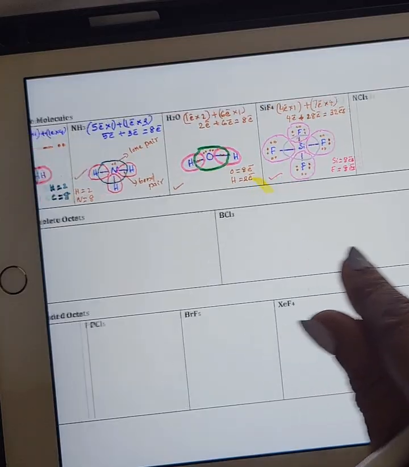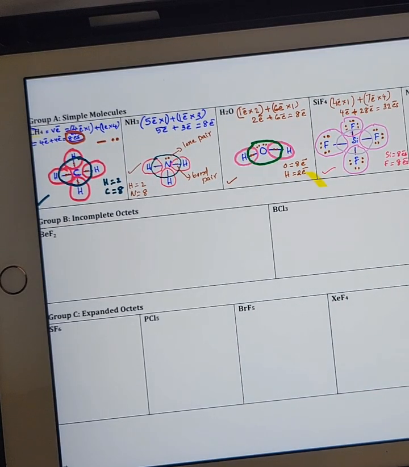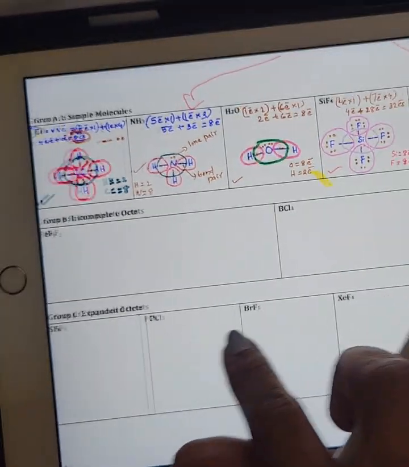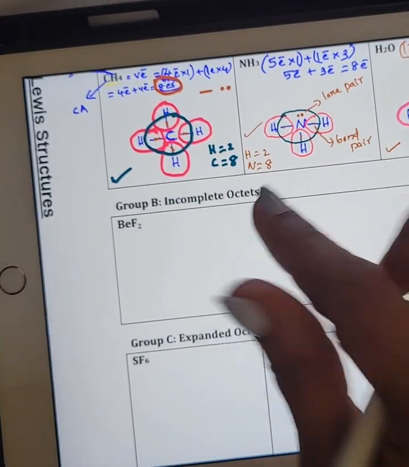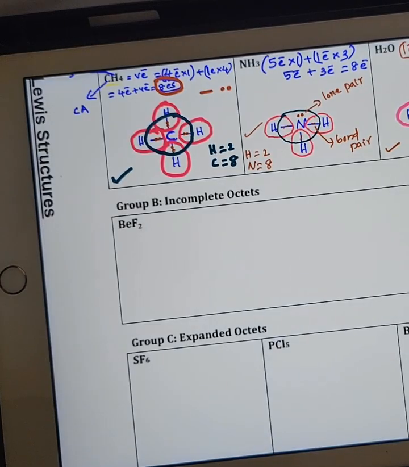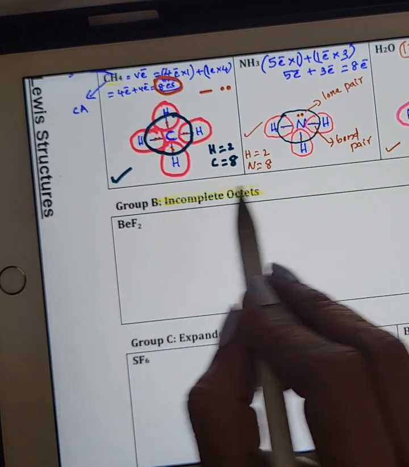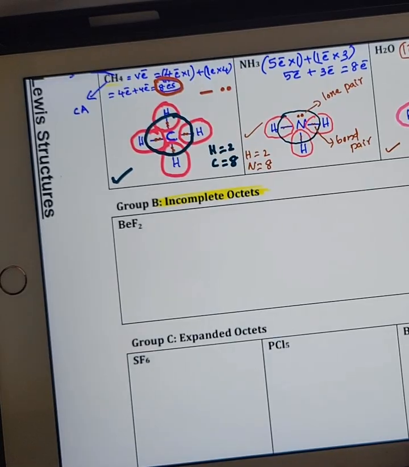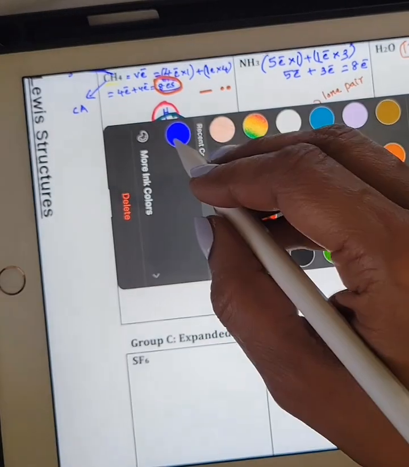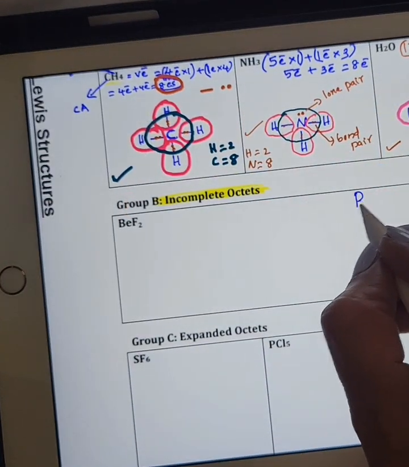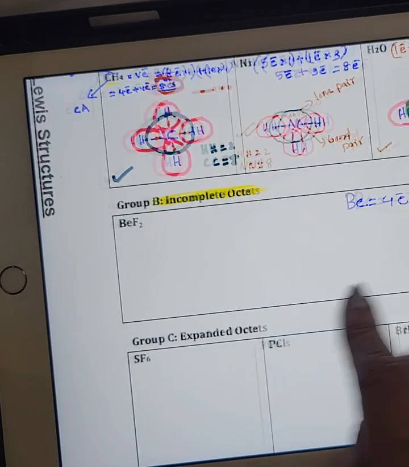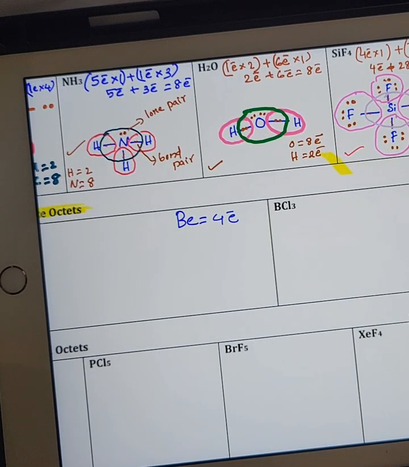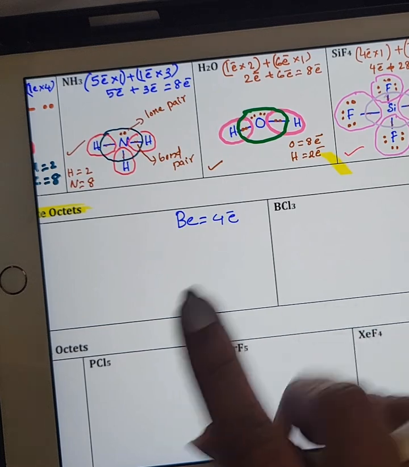Okay, so now let's do NC. I'm not doing this one. You can do this as homework, okay? Because it is kind of similar to this. Not 100%. I'm doing the exception, which has what? Incomplete octets. So we learned beryllium and boron will not have an octet, okay? So write that first somewhere, otherwise we will make mistakes, okay? Beryllium will need only 4 electrons. And boron, this is also next. Boron needs only 6 electrons. Keep that in mind, okay?